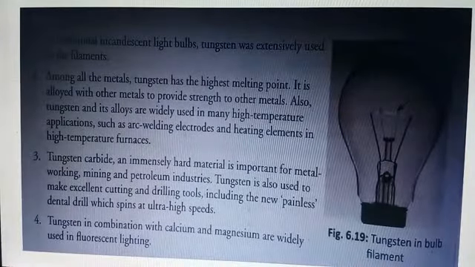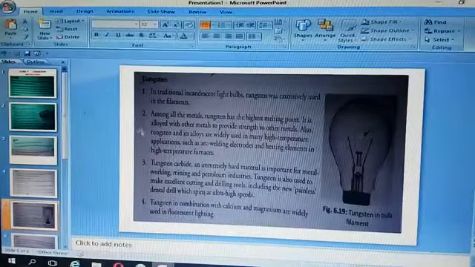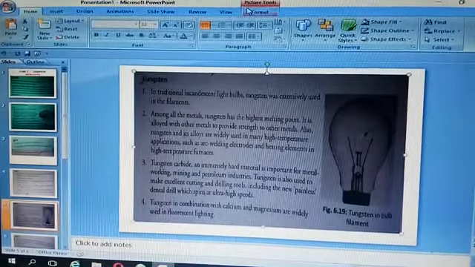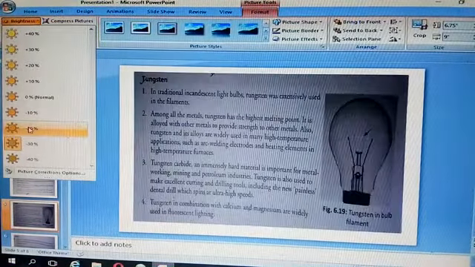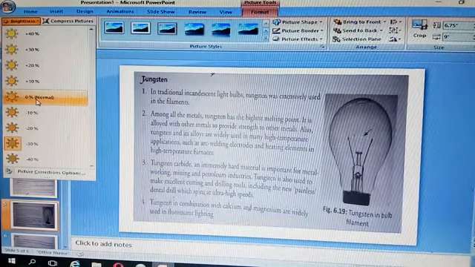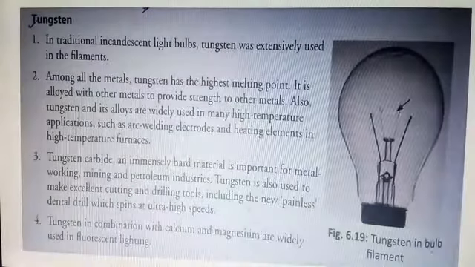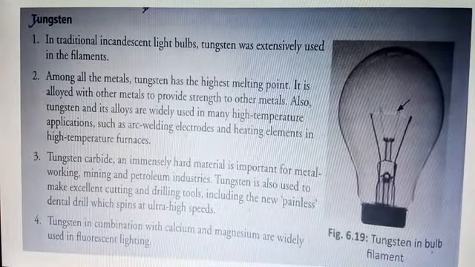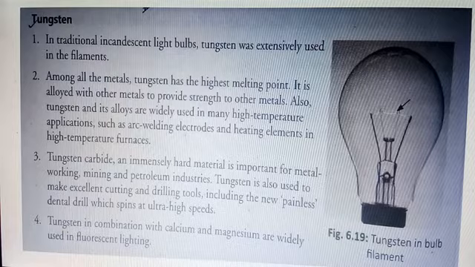Then another one is tungsten. So this tungsten is another metalloid which is used from olden days. Even Thomas Alva Edison used this tungsten in the filament of a bulb. So let's see some uses of tungsten.